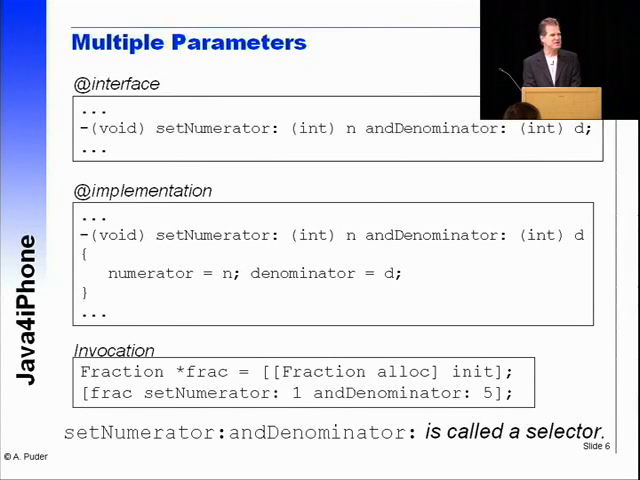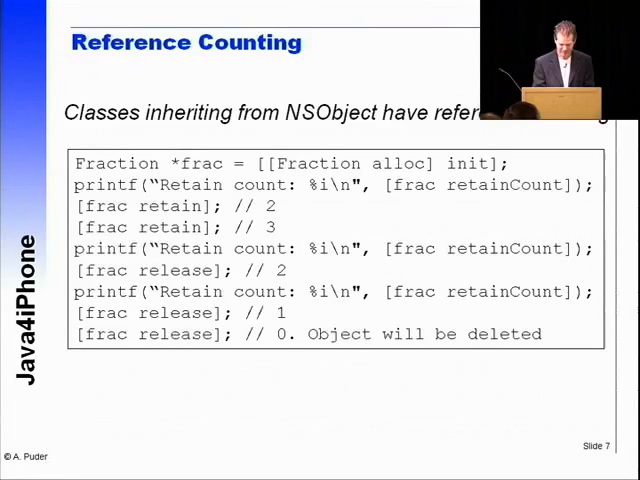Now, I should also mention here that overloading is not allowed for selectors. If you have two identical selectors that only differ in the formal argument type, that is not permitted in Objective-C. Which, of course, has some repercussions when you try to cross-compile from Java to Objective-C, because you do have overloading based on formal argument types. And I'll talk about that a little bit later.